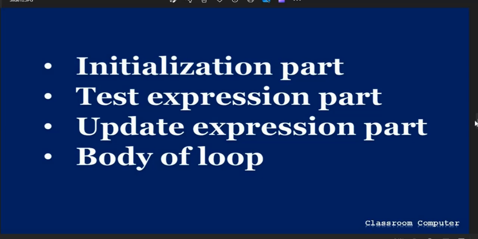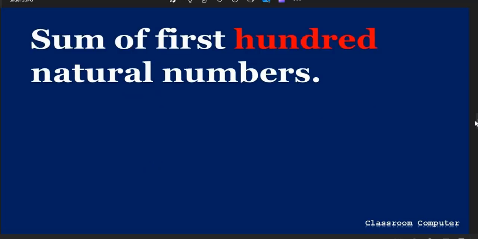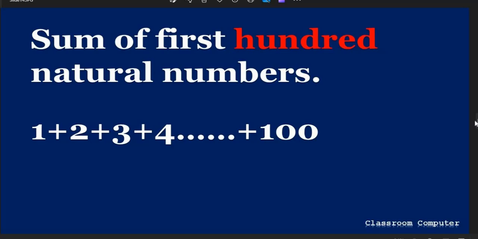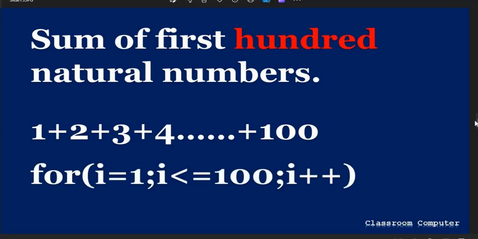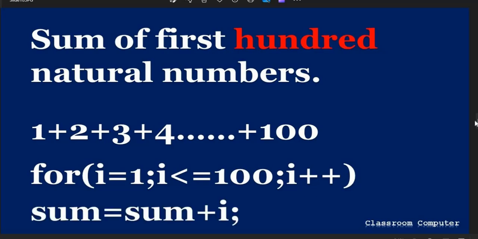Let's discuss all of them briefly using a program. So the program is the sum of the first 100 natural numbers. The sum of the first 100 natural numbers is a series, and the series looks something like this: 1 plus 2 plus 3 plus 4 up to plus 100. The for loop for this series is this: for i equals 1, i less than or equal to 100, i plus plus. The loop actually generates the series, but we need another variable to calculate the sum. So we add sum equals sum plus i.